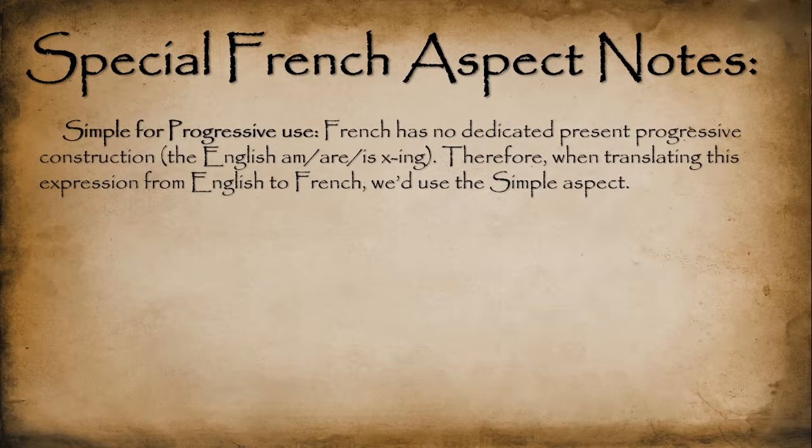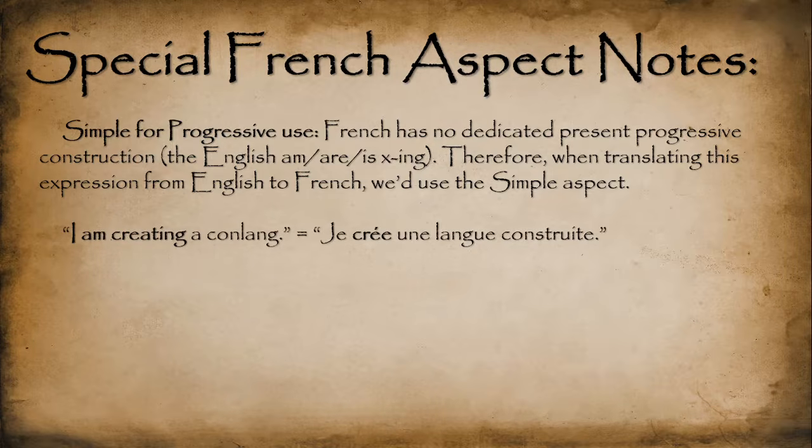French has no dedicated present progressive construction, the English am, are, is, X-ing. Therefore, when translating this expression from English to French, we'd use the simple aspect. So I am creating a conlang would be the same as I create a conlang, je crée une langue construite.